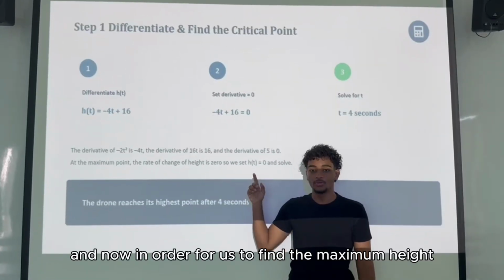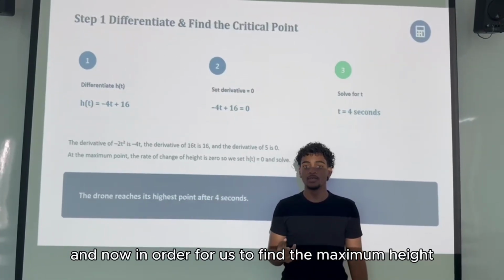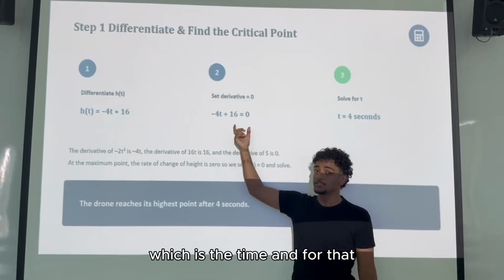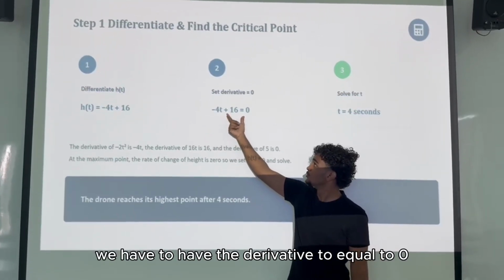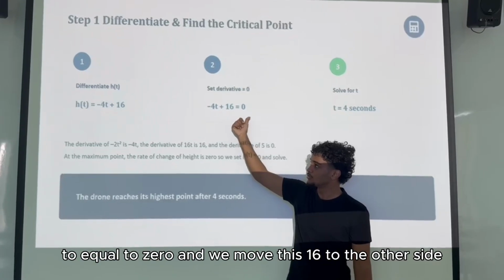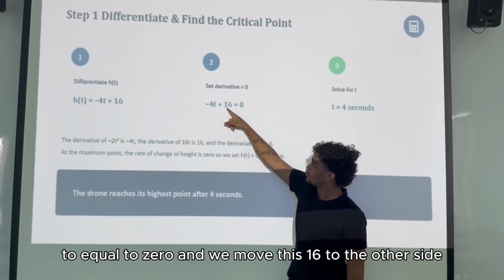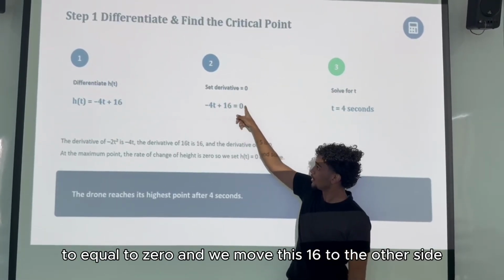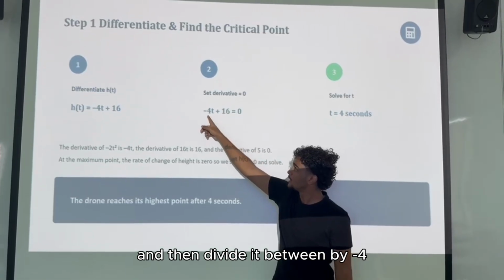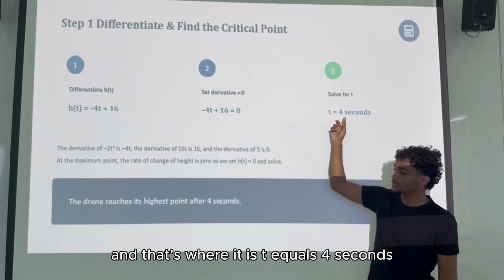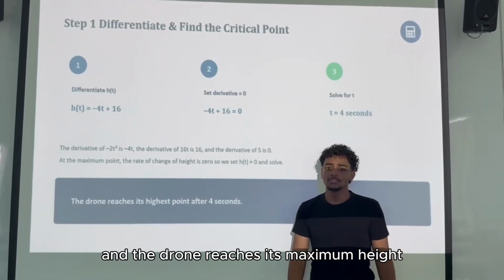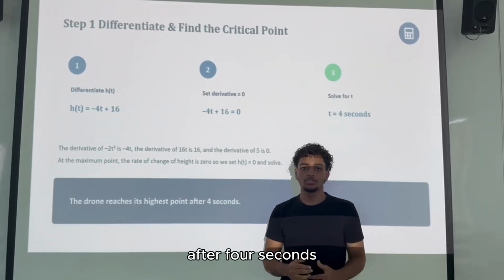Now, in order for us to find the maximum height, we have to find the critical point, which is the time. For that, we set the derivative equal to 0. We move the 16 to the other side, and then divide everything by negative 4. That gives t equals 4 seconds, so the drone reaches its maximum height after 4 seconds.